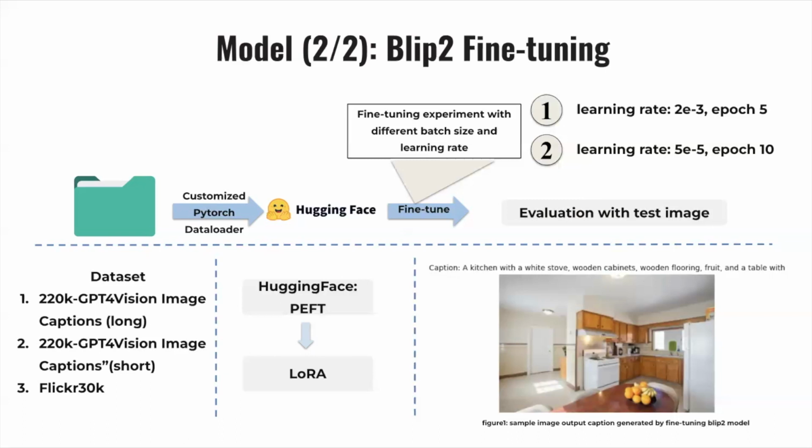To assess the effectiveness, we input a test image into the fine-tuned Blip2 model, comparing the original and fine-tuned captions. Moreover, we also use the aforementioned evaluation metrics, which are BLEU and ROUGE, to appraise the fine-tuned Blip2 model's performance.